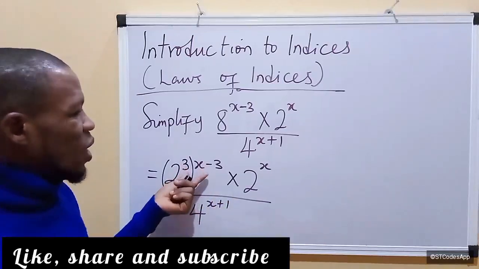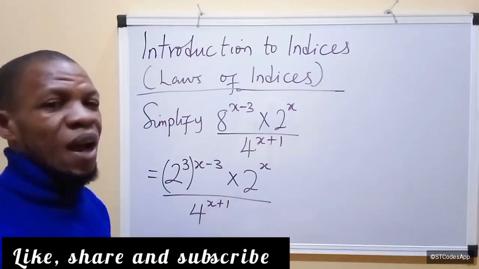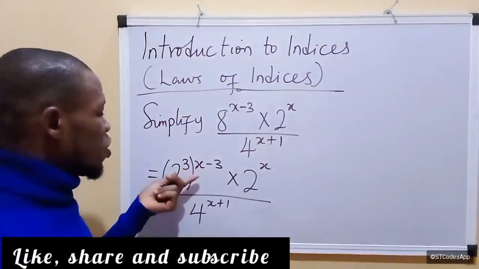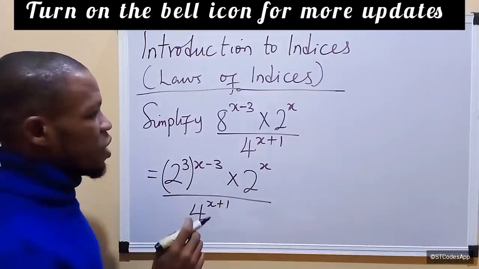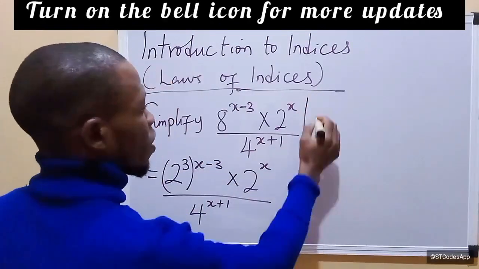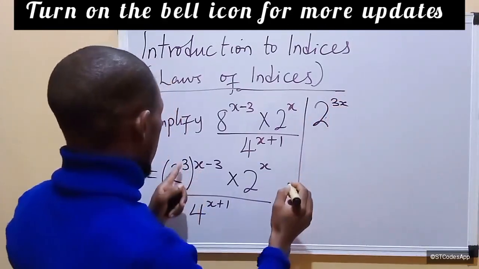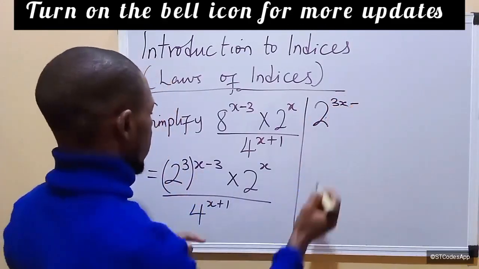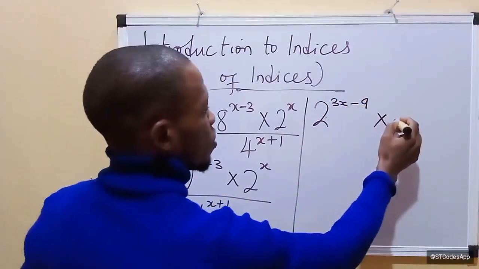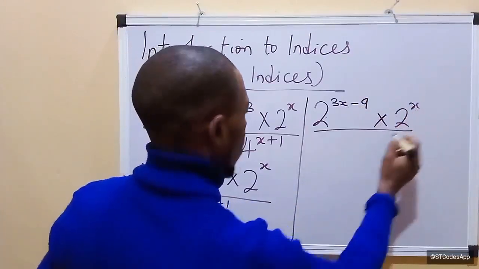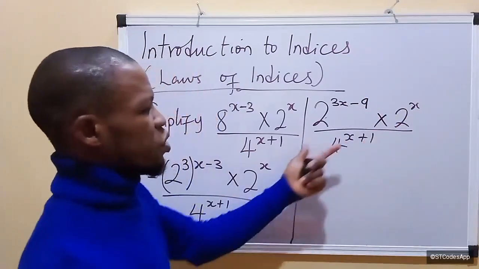Now you can see power law has been introduced here, which is when a number is raised to a certain power, then raised to another power. So in this case, we are going to multiply the powers by opening the bracket in the power section here. So that is going to be 2 raised to the power 3 times x, which is 3x, plus times minus, which is minus 3 times 3, which is 9. Then I have times 2 raised to the power x all over 4 to the power x plus 1. Now let's resolve the numerator.